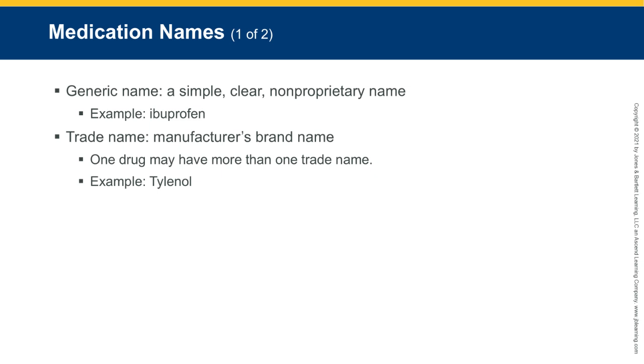Every medication has a generic name, which is a standard, non-proprietary name used universally. For example, ibuprofen is a generic name. Medications also have trade names, which are branded names given by manufacturers, such as Tylenol. Keep in mind that the same drug may have multiple trade names, depending on the manufacturer.